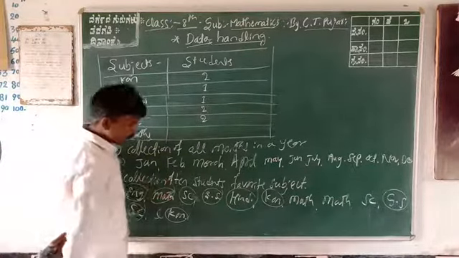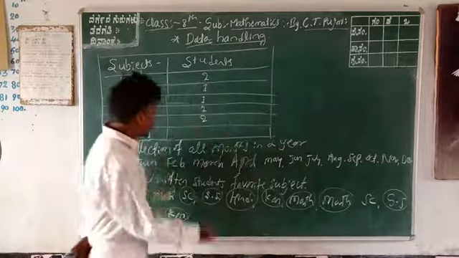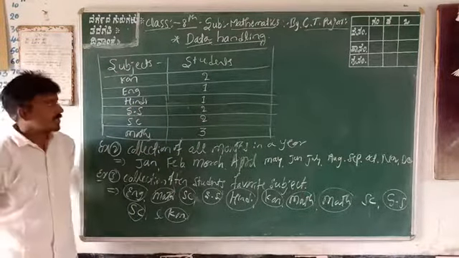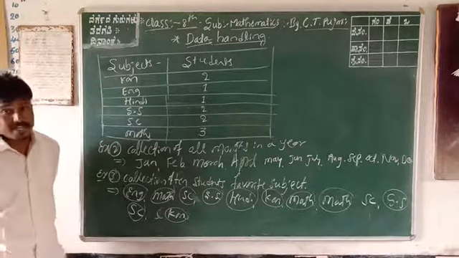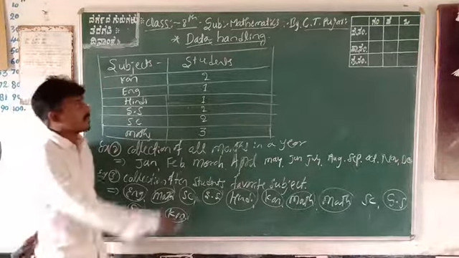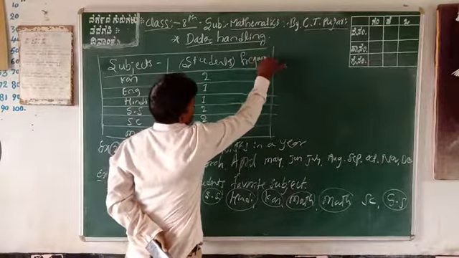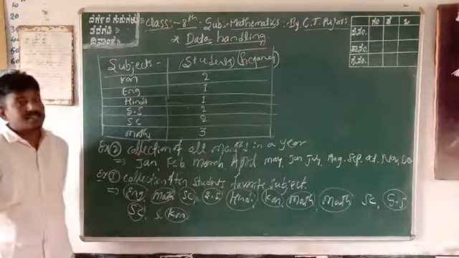One, two, three. Therefore, three students are interested in the mathematics subject. This is the frequency distribution table. What is the meaning of frequency? The frequency means the times. This column is frequency.